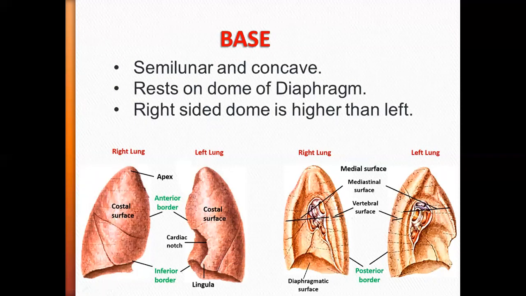So till now what have we seen? We have seen about apex, this conical part, where it is situated, what it is covered by, all those things. The second one we have seen is the base. Where it is situated, above the diaphragm, what is the shape, why it is higher on the right side, all this we have seen.